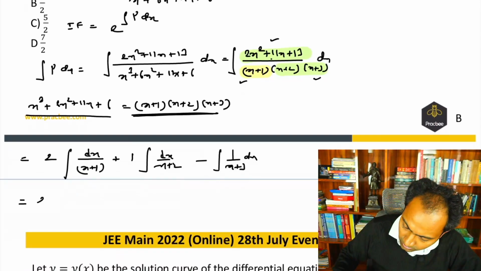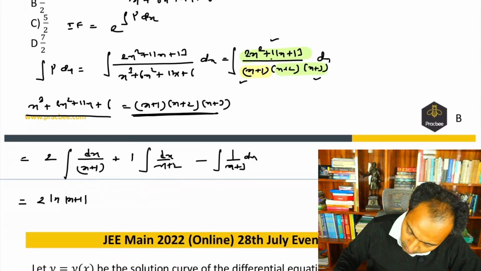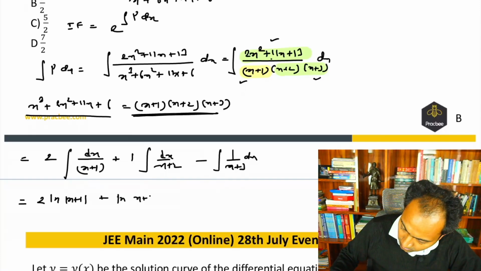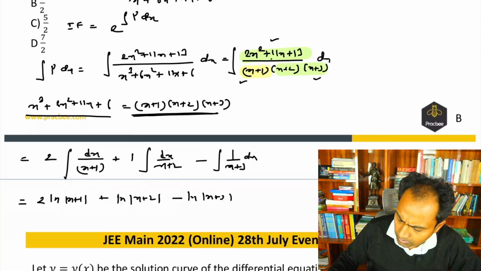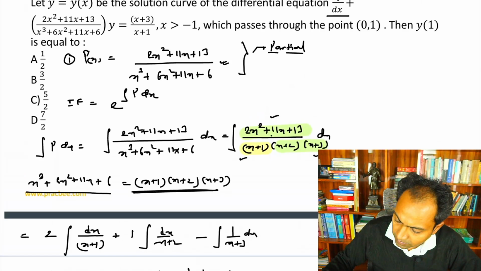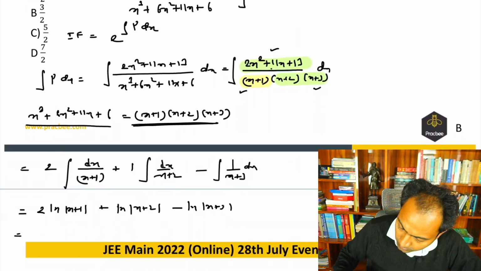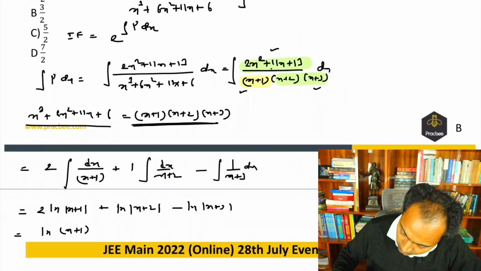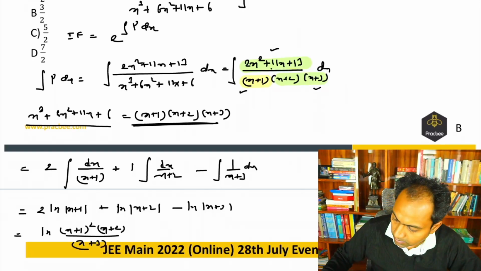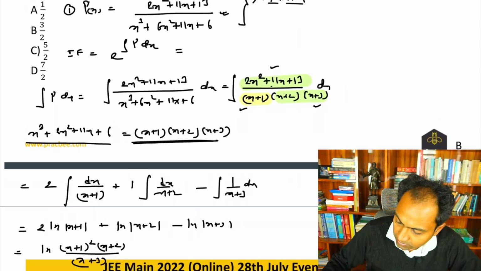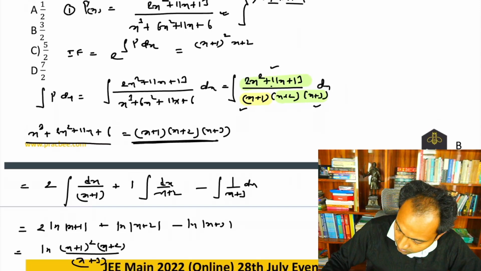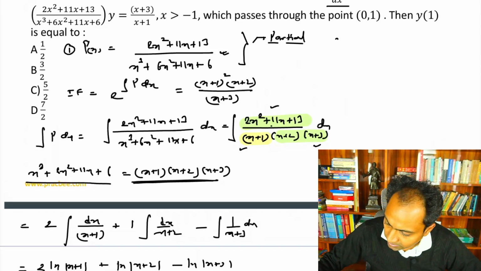So if I do it, it is 2 ln of mod x plus 1, plus ln of mod x plus 2, minus ln of mod x plus 3. This is what we are getting. And if I simplify, this will be equal to ln of (x plus 1) whole square into (x plus 2) by (x plus 3). So if I want to find the integrating factor in this part, it will be e raised to the power all of these, or we can write it as (x plus 1) whole square into (x plus 2) by (x plus 3). Now in the next part, second part, let us write the solution.